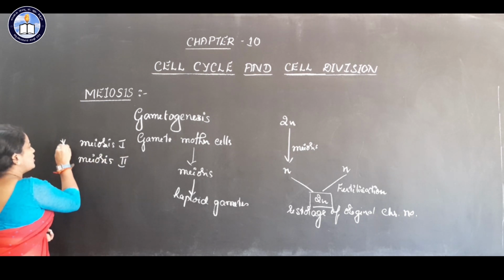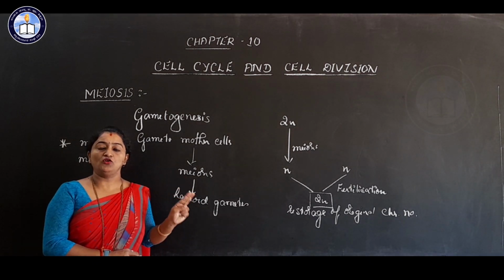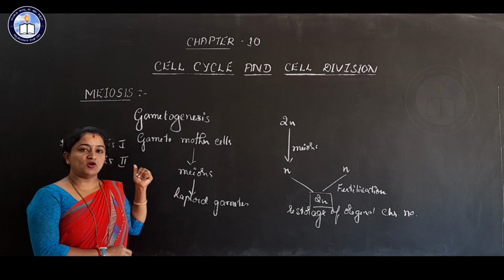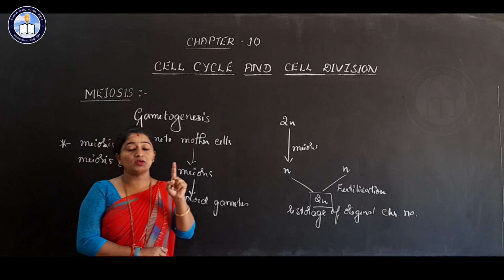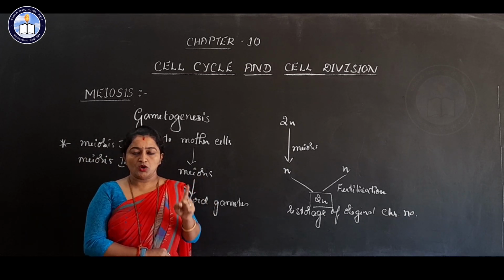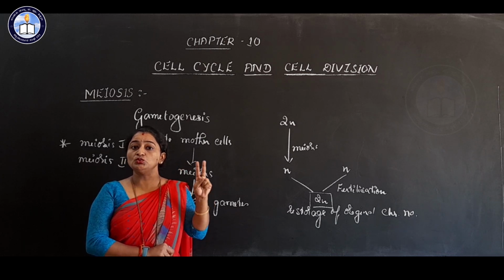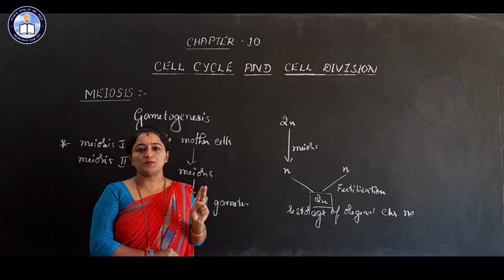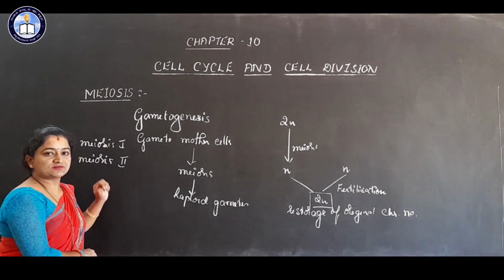So the first point: there are two sequential cycles of nuclear division and cell division, that is meiosis 1 and meiosis 2. But remember, there is only one time where DNA replication takes place. Only one cycle of DNA replication, but two times that nuclear division and cytoplasm division takes place. That is in the case of meiosis.